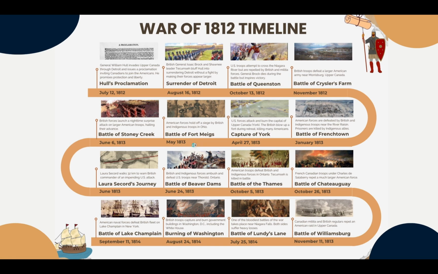In May 1813, American troops successfully defended Fort Meigs from a siege, lifting their morale after earlier defeats. By June 6, British forces launched a surprise night attack at the Battle of Stoney Creek, halting the US advance and preventing further movement into Upper Canada.